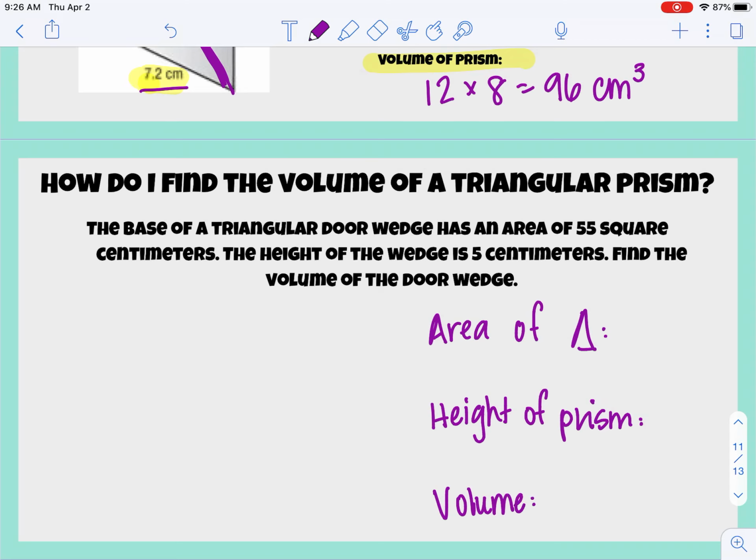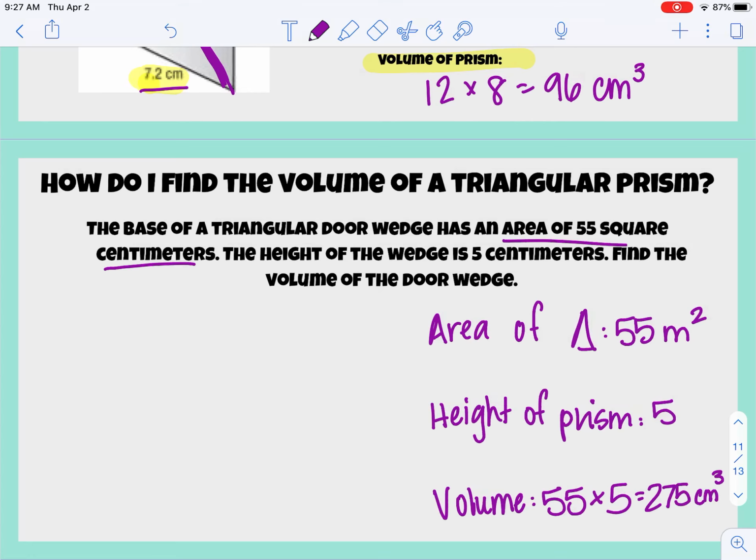So the really nice thing about this problem is it already told me that the triangular base has an area of 55 square meters. So here we don't really have to solve anything. We're just going to put that our area is 55 meters squared. Then it says the height of the wedge is 5 centimeters. So it told us the height of our prism is 5. Then last but not least, following that exact same process that we've done the past few times, 55 times 5, and calculate that out, gives me 275 centimeters cubed.